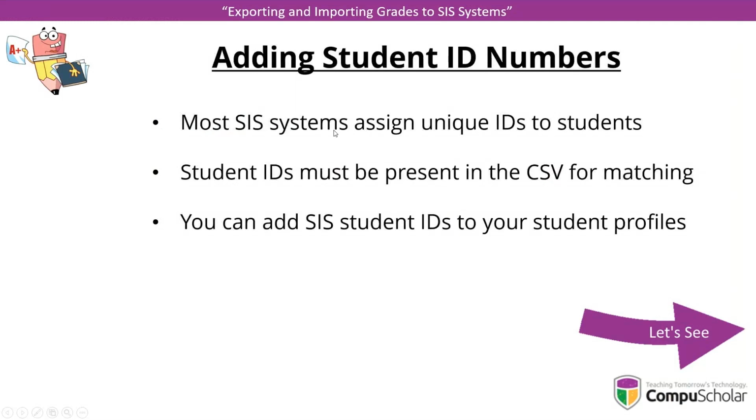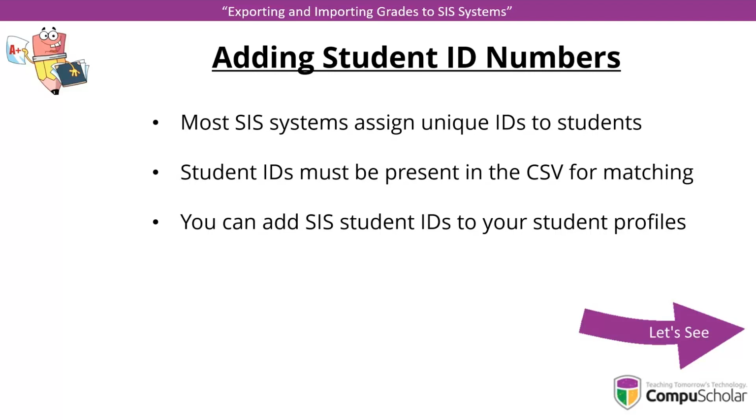Now, we mentioned briefly the concept of student ID numbers. In your student information system, your student will almost certainly be represented by some sort of unique ID, either a number or a string or something like that. It is often required that that ID value be present in the CSV when you're going to import. So the ID number is the magic link that connects the row in the CSV file to the student record when you're importing those grades.